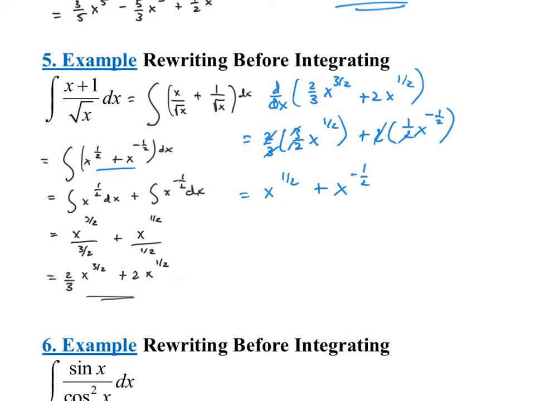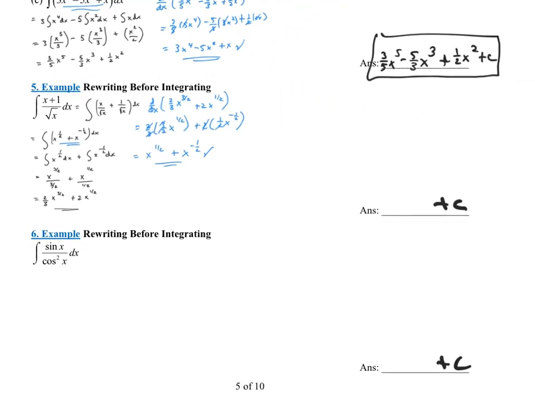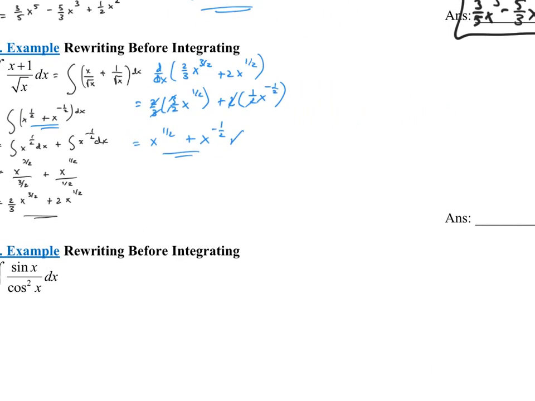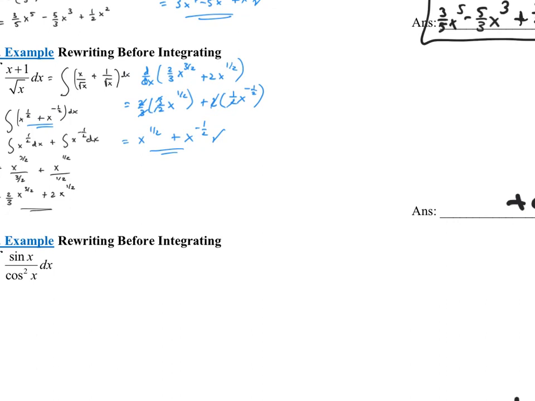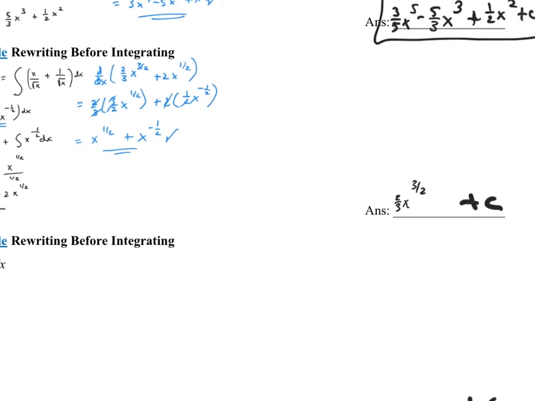Well, remember, that is equivalent mathematically to what we had, x plus 1 over the square root of x, just with a little bit of simplification, right? So it doesn't look like the original problem, but it is mathematically equivalent to the original problem. So that means I do have the right answer. So the right answer again would be 2/3 x to the 3/2 plus 2x to the 1/2.